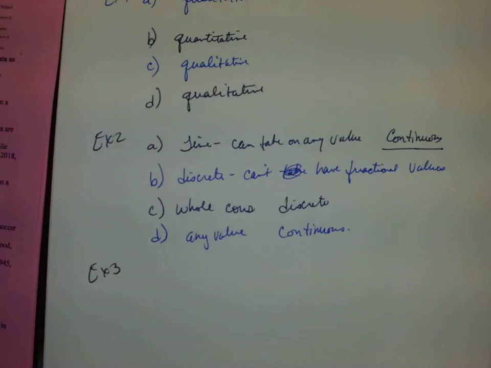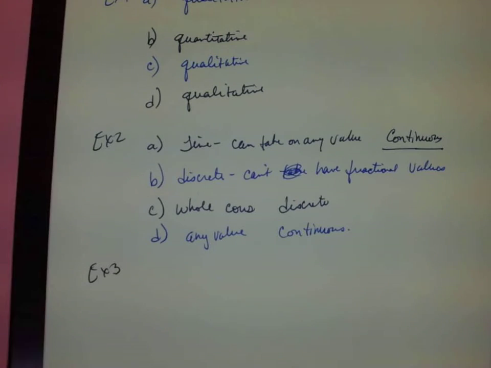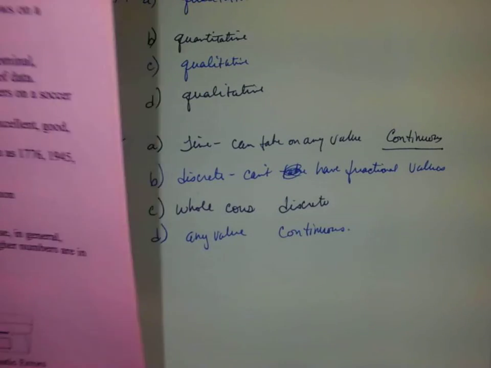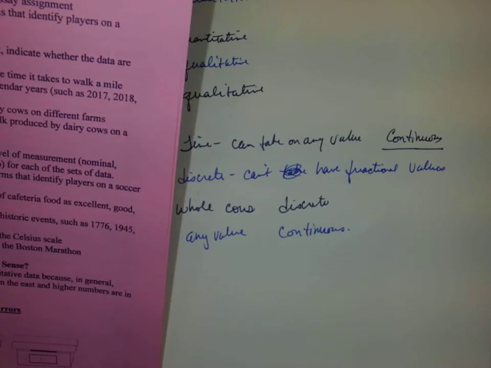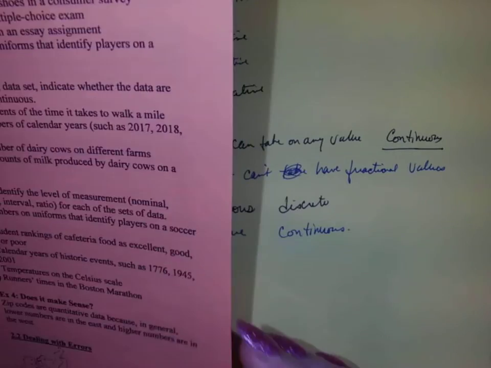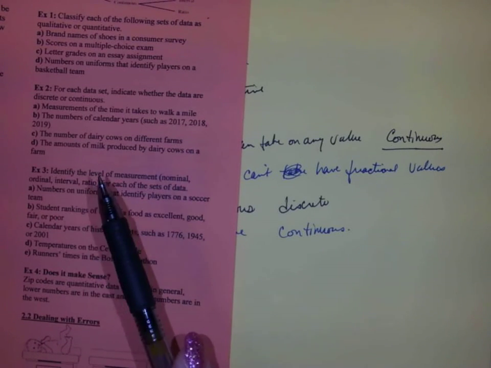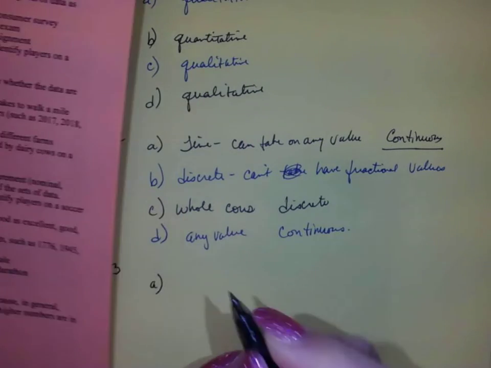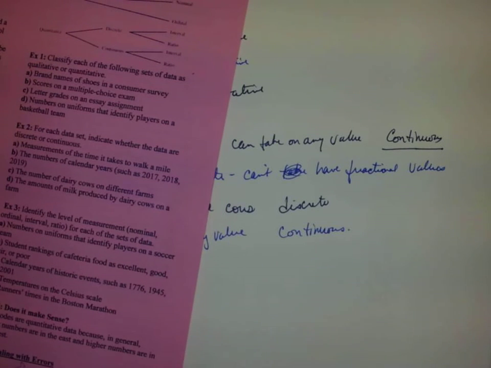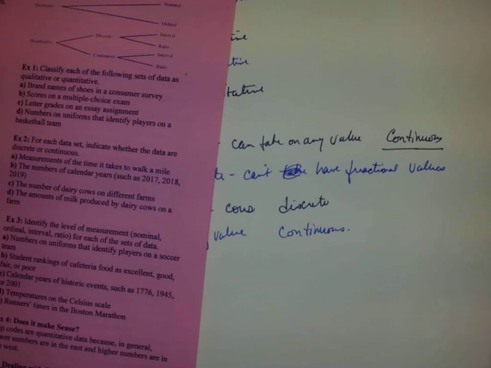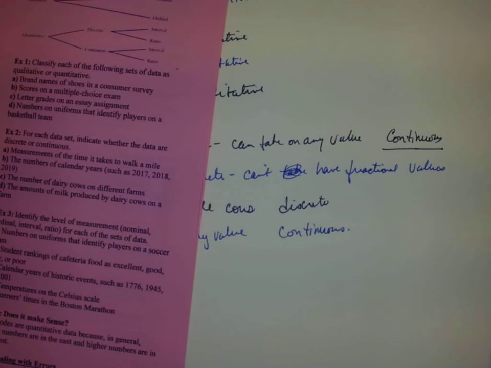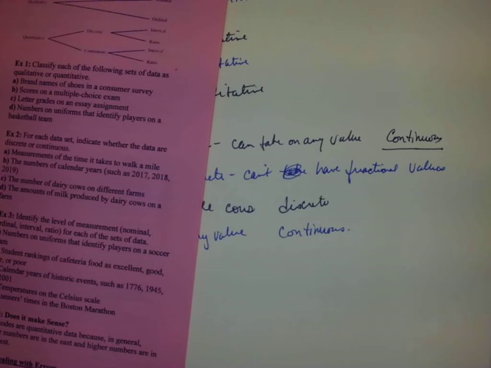All right. I'm sure some of you are like, I can't see. What's she writing? All right. So identify the level of measurement. Is it nominal, ordinal, interval, or ratio for each of the sets of data? All right. So part A. The numbers on uniforms that identify players on a soccer team. So we are again talking about something that's a number on a uniform, and I used kind of that example before.